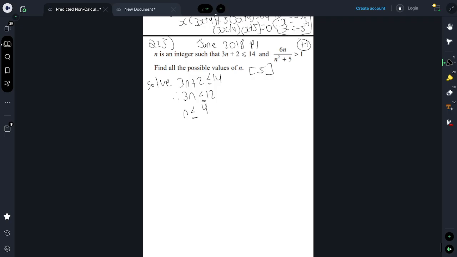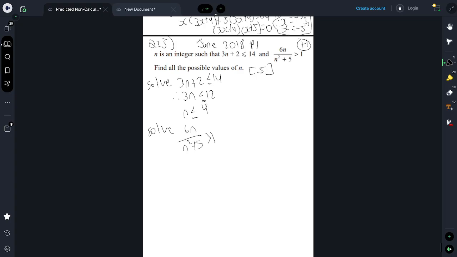Cool. And now we're going to solve the second one: 6n over n squared plus 5 is greater than 1. Now, some people are like, oh dear, what happens? Well, how would you normally solve an algebraic fraction? You times by the denominator, right? You can do that, but you need to be aware of a sign change. You treat inequalities exactly like an equality, but the only difference is when you times or divide by a negative, you have to flip the sign.